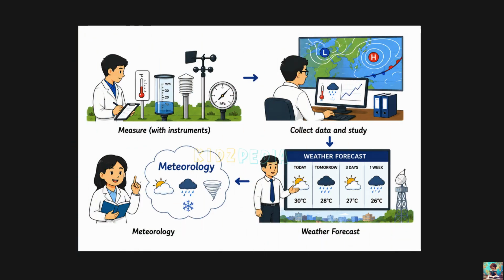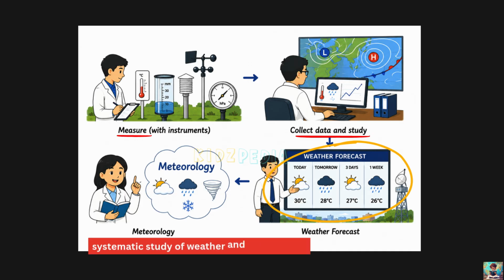Today, weather prediction is much more scientific. Scientists carefully measure different weather elements using special instruments. They collect weather data and study it to predict how the weather may change in the coming hours, days, or even weeks. The scientific study of weather and its changes is called meteorology. Meteorology forms the basis of weather forecasting.